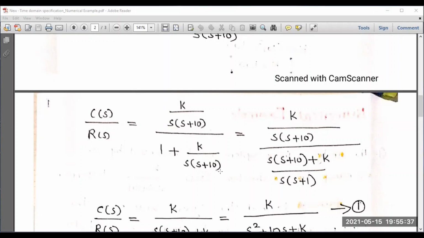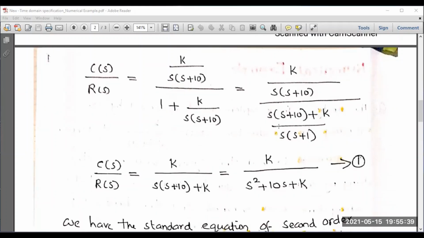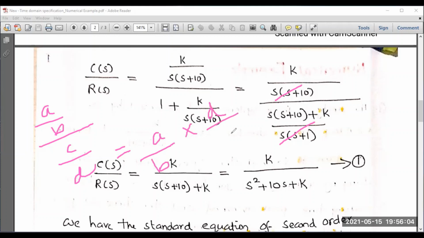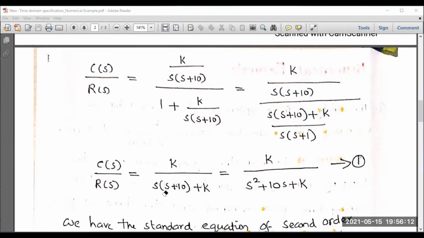First, solve the denominator using cross multiplication. These two terms can be cancelled, because to perform the division you multiply with the reciprocal of the denominator. For example, A by B divided by C by D equals A by B into D by C. Applying the same manner and simplifying, I will be getting K divided by s into (s plus 10) plus K.